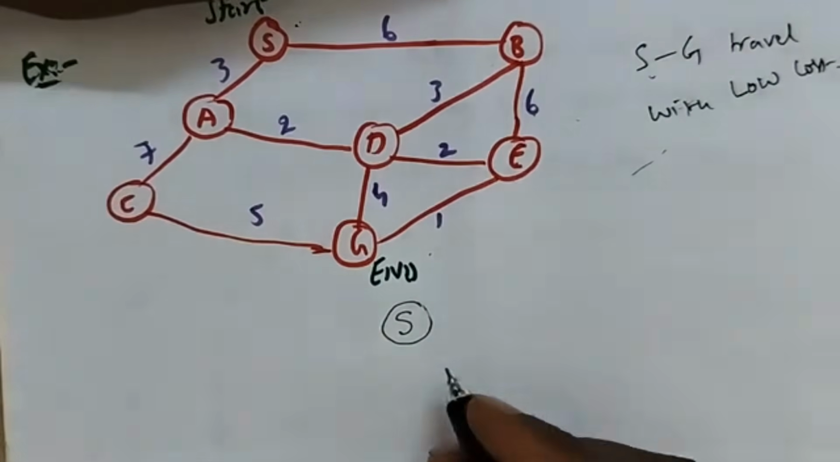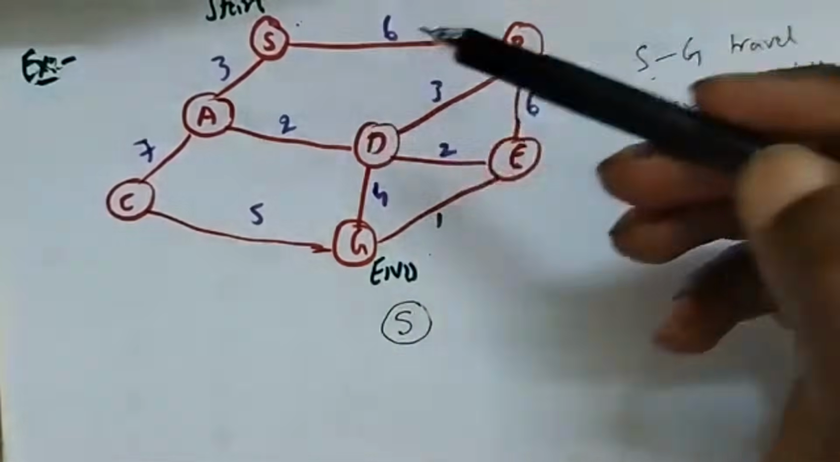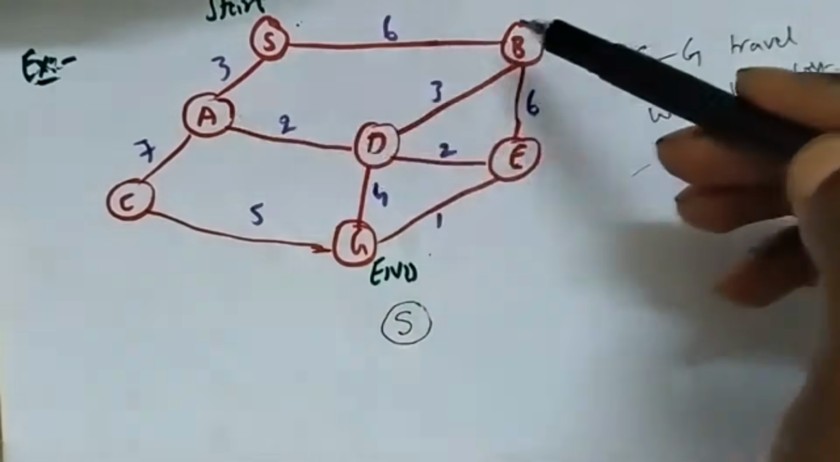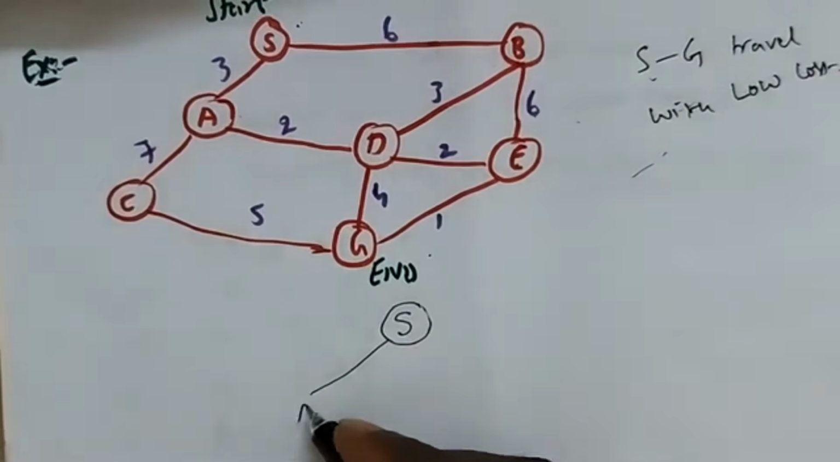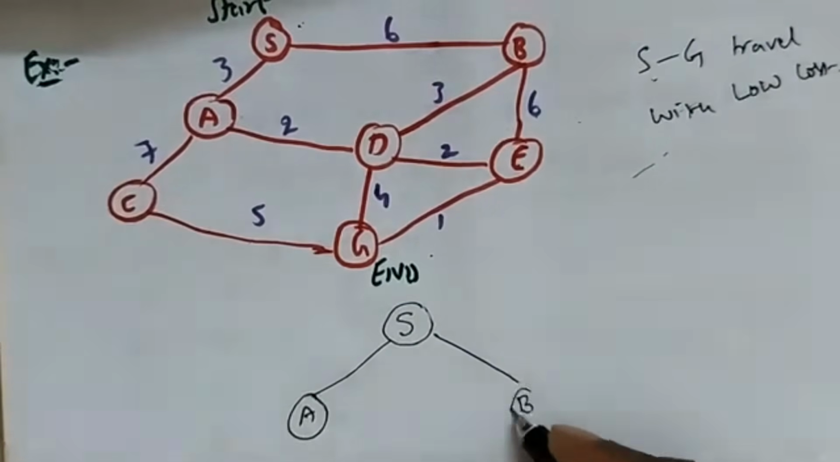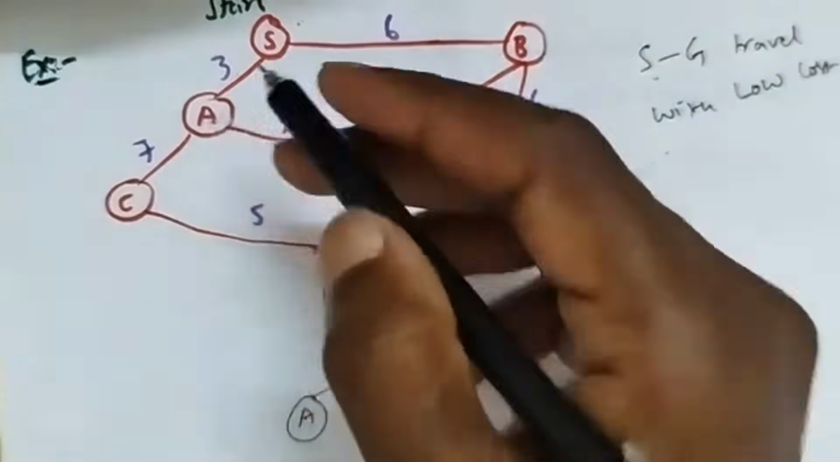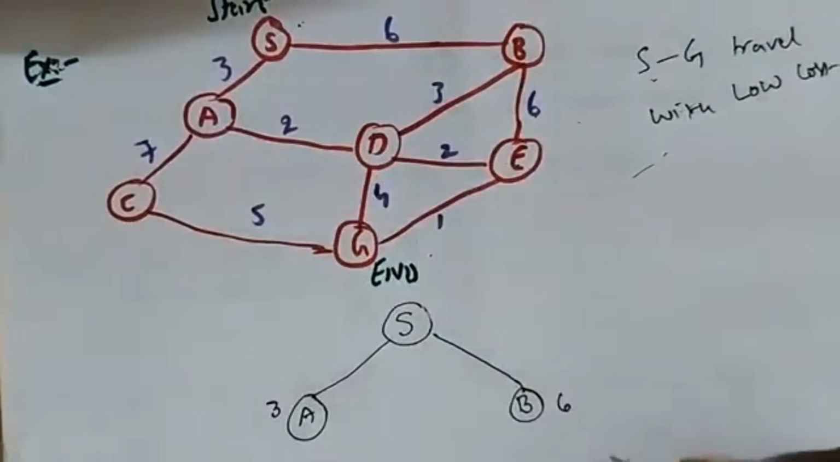Okay, it is the S. Here, what are the sub-problems? S contains how many paths? S contains either A or B. So I am taking here A, and it is B. And what is the weight? From S to A the weight is 3. Here S to B weight is 6.